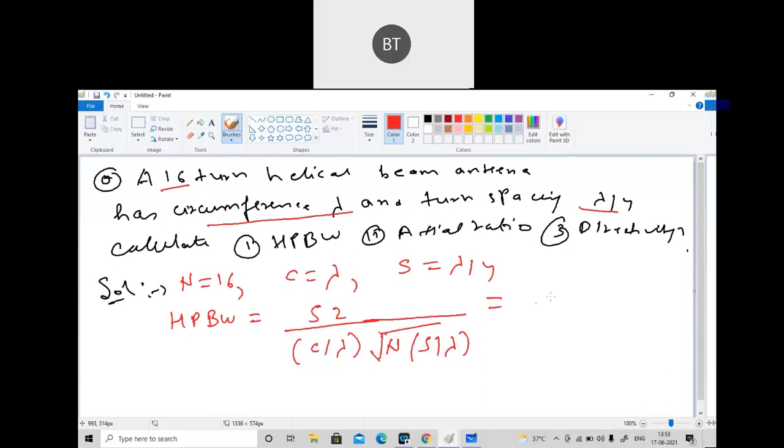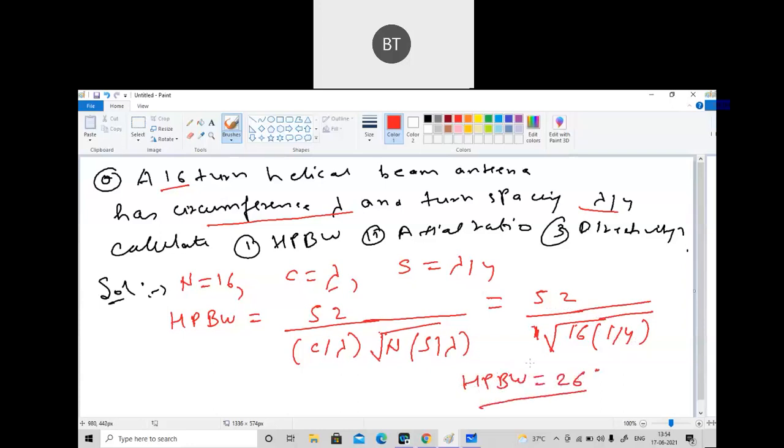So we write 52. C by lambda means C is given as lambda, and lambda by lambda becomes 1. So 1 under root, N is 16, into S by lambda, which is 1 by 4. When you calculate it, you will get 26 degree. So half power beam width will be 26 degree. This is the first part.